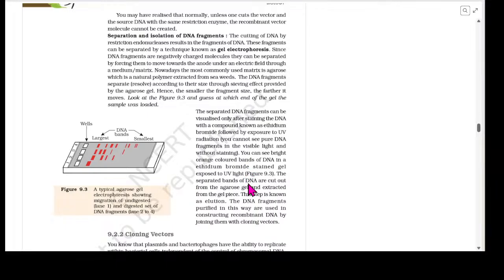The separated bands of DNA are cut out from the agarose gel and extracted from the gel piece. This step is known as elution. The DNA fragments are purified in this way and are used in constructing recombinant DNA by joining them with the cloning vectors.